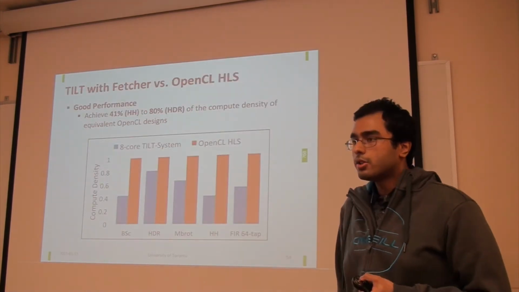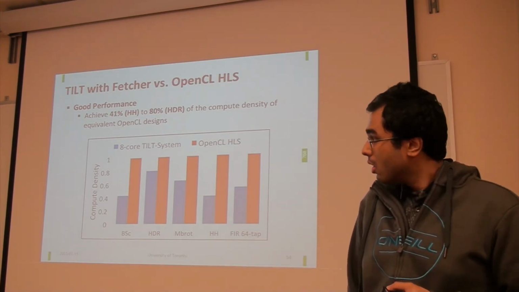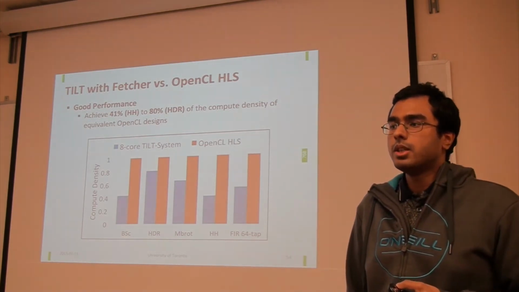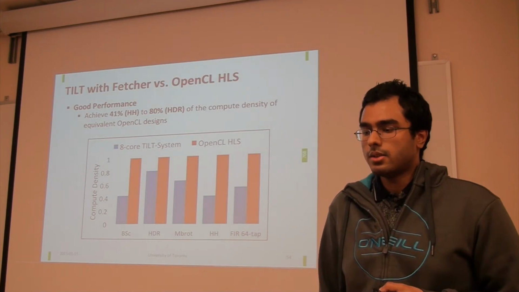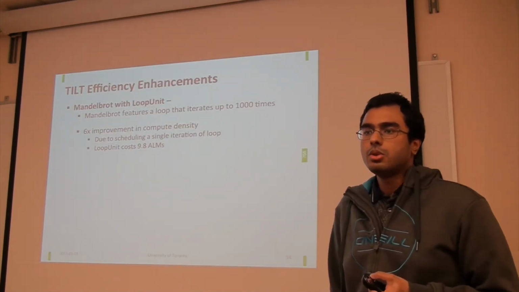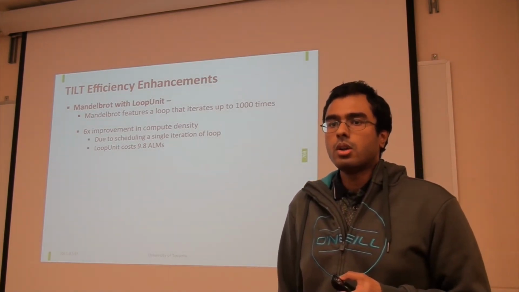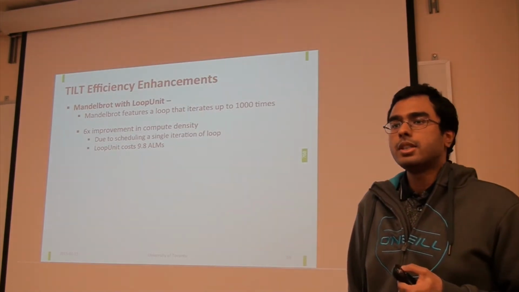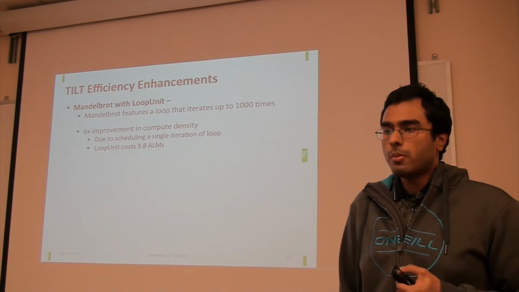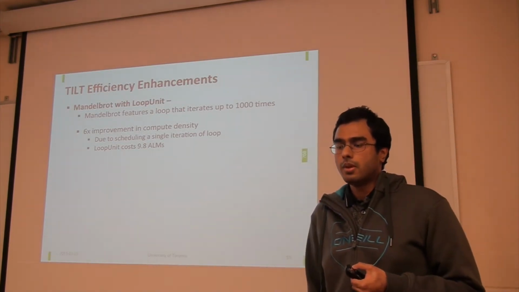This graph shows the normalized compute densities of the TIL system designs to that of OpenCL HLS. We observe good performance, between 41 to 80% of the compute densities achieved by the OpenCL HLS designs. Here we summarize the improvements in TILT efficiency due to the enhancements that we have described earlier. The Mandelbrot compute kernel features a loop that iterates up to 1,000 times. With the addition of the small loop unit FU, we obtain a 6x improvement in compute density due to scheduling a single iteration of the loop.